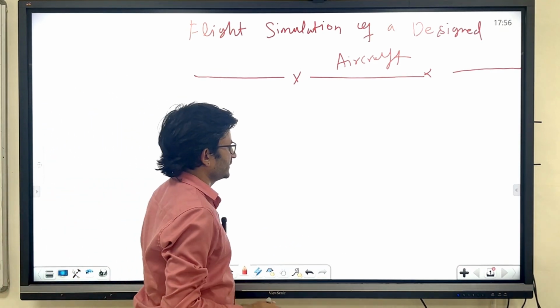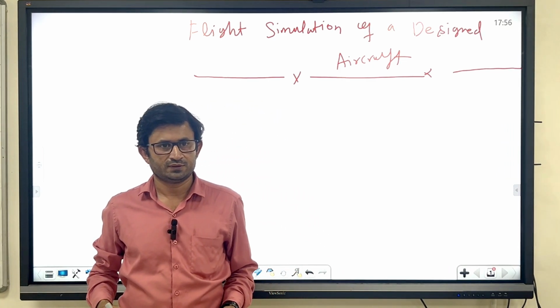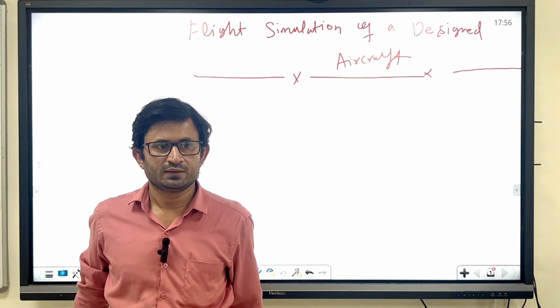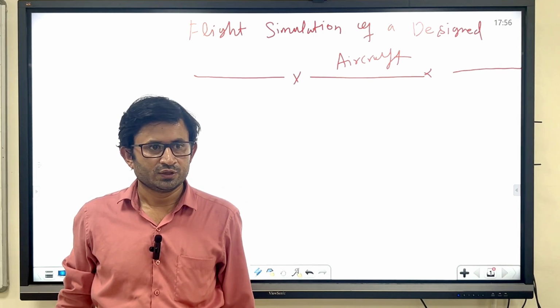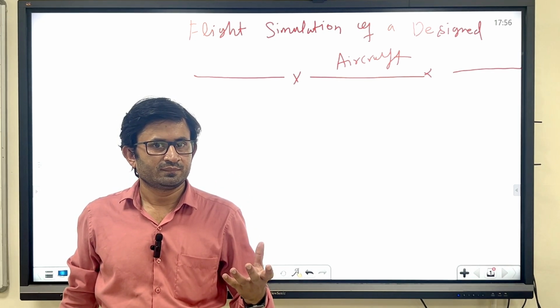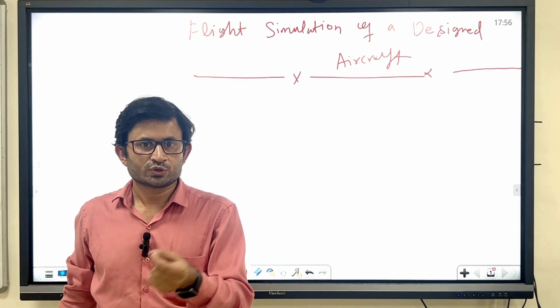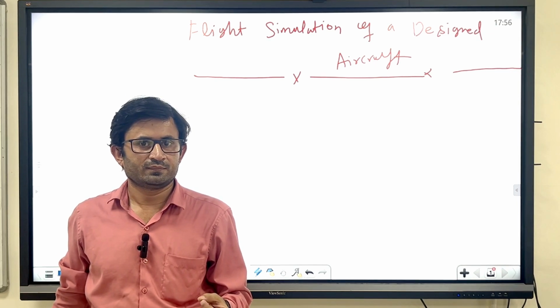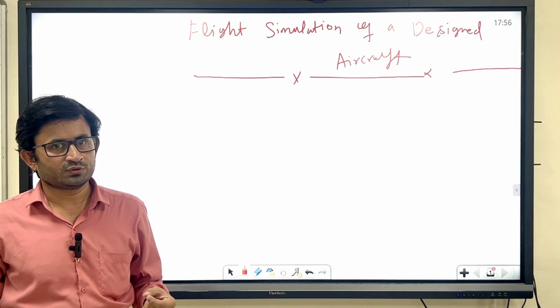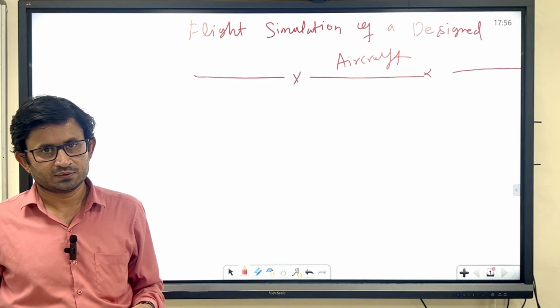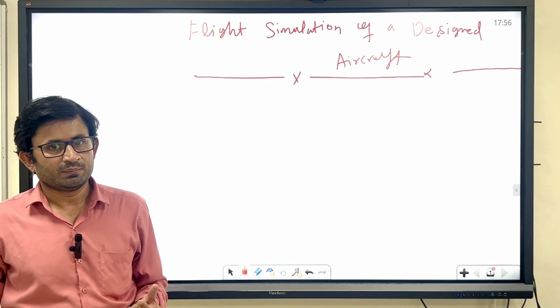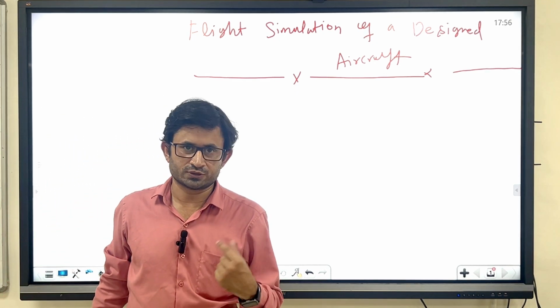So in flight simulation you need to simulate the aircraft. The aircraft will fly in reality in the air, right? So with time the aircraft will reach from one position to another position. In this time domain, you have to check whether the aircraft is behaving well or not. So how will you check? By simulating the equations of motion.